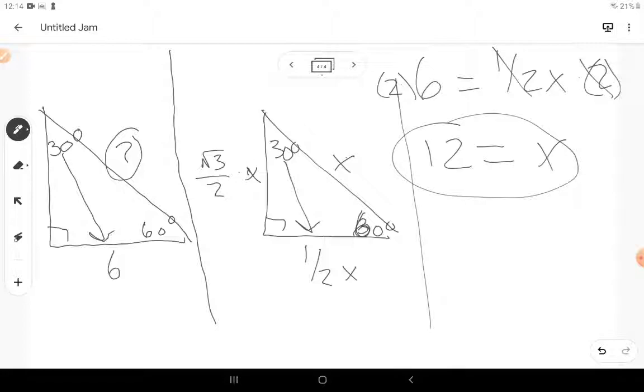There we go right there. So x will equal 12. We solve for x: x equals 12. And that is it. The missing side is 12. So in this 30, 60, 90 triangle, the hypotenuse is 12 units. Let's move on to another example.